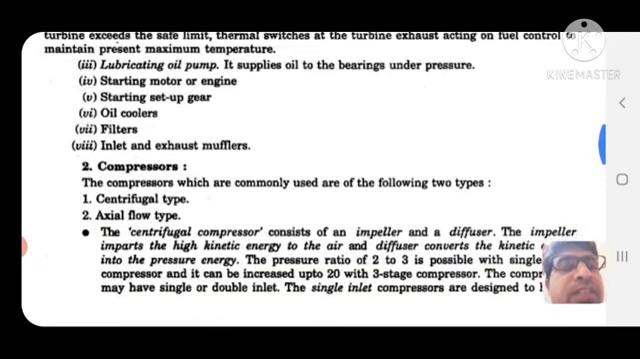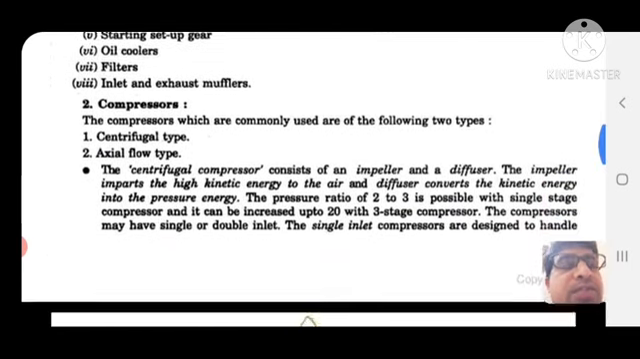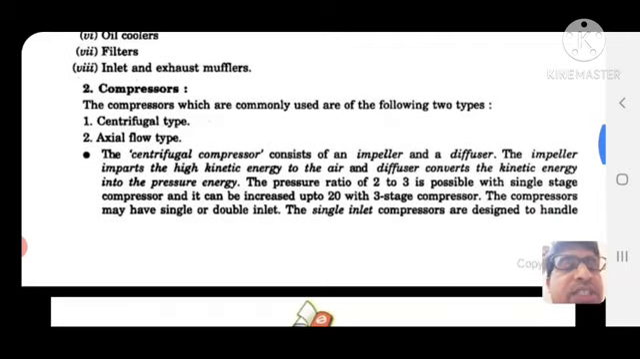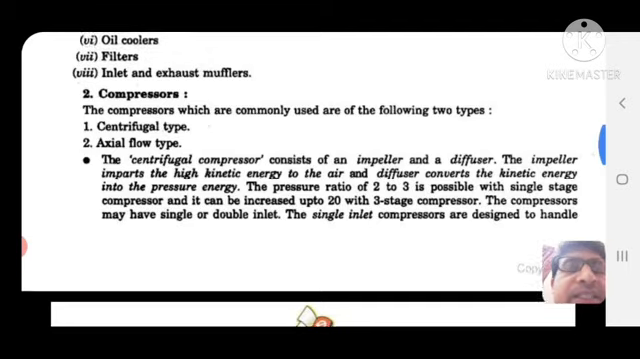Compressor: the compressors which are commonly used are of the following two types. The first one is the centrifugal type, and another one is the axial flow type. Actually, the centrifugal compressor consists of an impeller and a diffuser. The impeller imparts high kinetic energy to the air and the diffuser converts the kinetic energy into pressure energy.